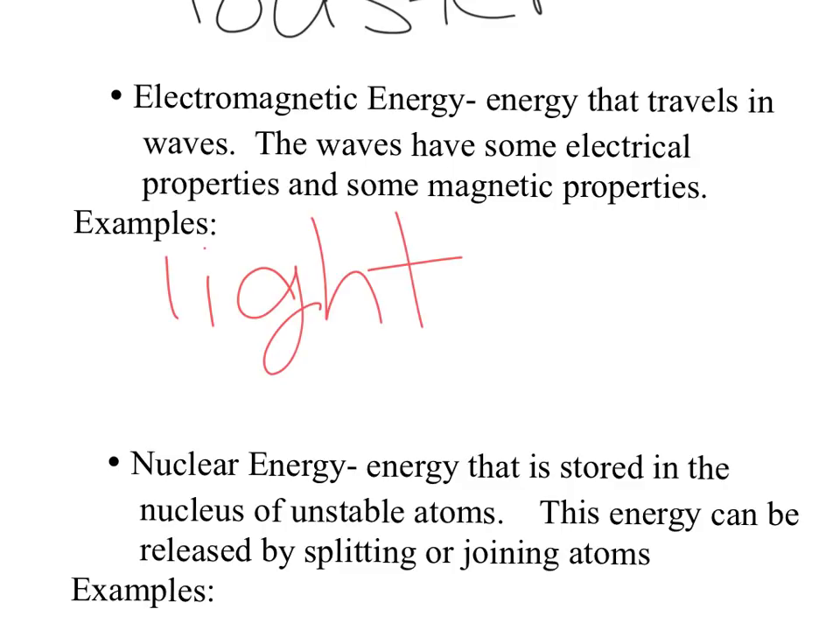So going back to that projector, remember I was saying that it is an energy conversion that takes electrical energy and converts it into light. Light is a type of electromagnetic energy. The same with your microwave. A microwave that you heat food in takes electrical energy and changes it to electromagnetic energy in the form of a microwave.